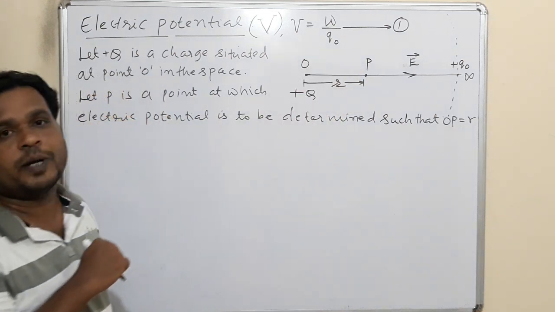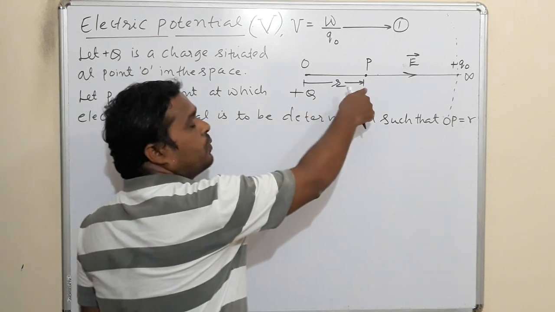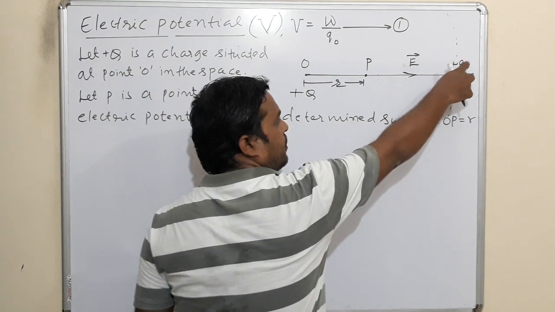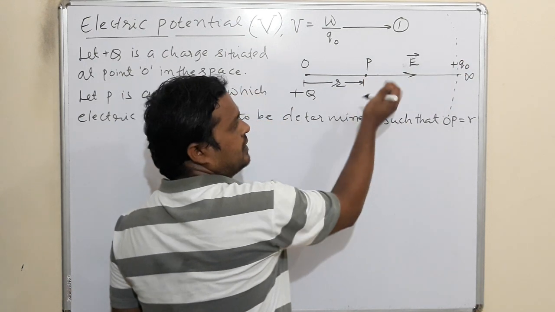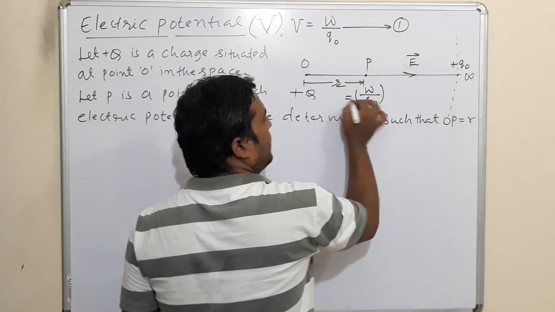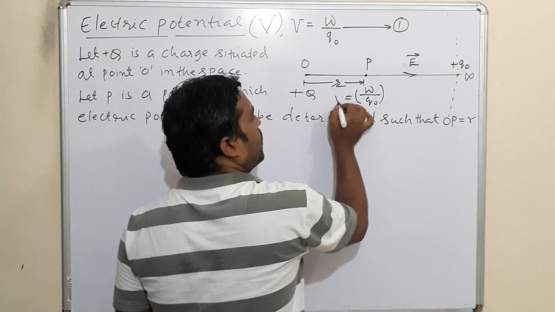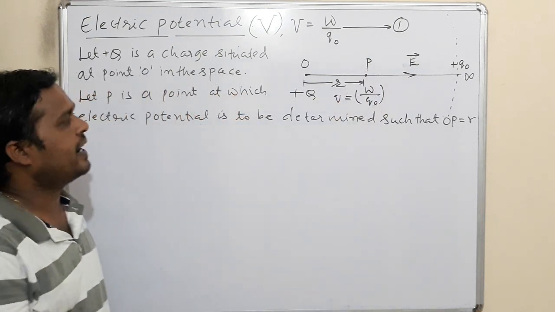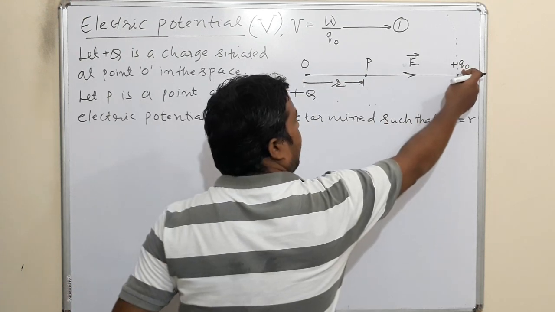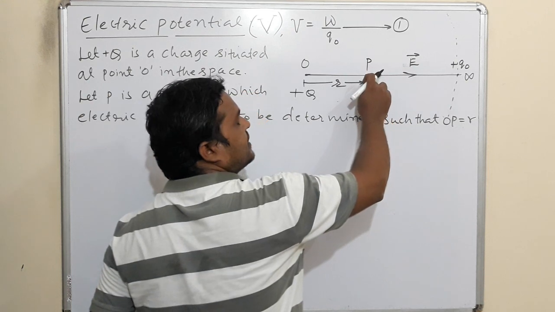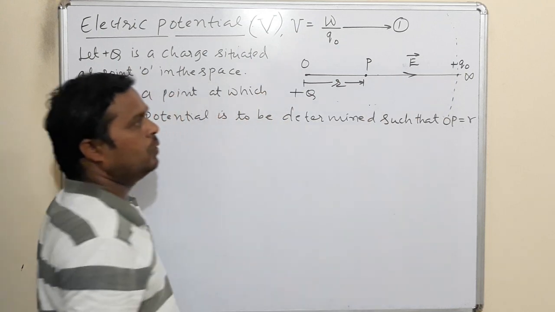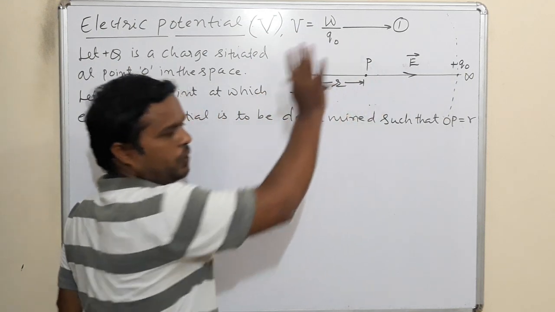Then what is the potential by definition? At this point, what is the potential? It is the amount of work done in bringing this charge from infinity to this point. That work done divided by this charge will give me the potential at this point. By definition, the work done in bringing the charge from infinity to this point, divided by q naught, will give the electric potential at this point.